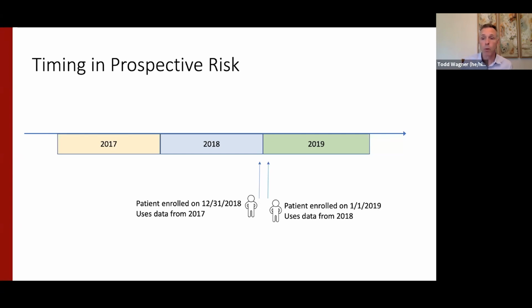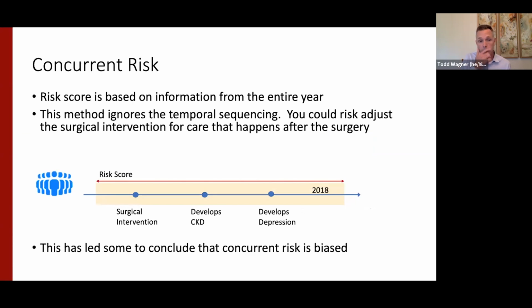So that's led people to want to use a concurrent risk score. Just to highlight, the concurrent risk score is based on information from the whole year. It ignores the temporal sequencing, so some people have said this is wrong from the get-go. You would have a risk score that looks at the entire year, irrespective of when you develop CKD or when you develop depression. It would all be part of that risk score for how you think about surgical interventions. So I think for a long time, people had an implicit preference for the concurrent risk score.